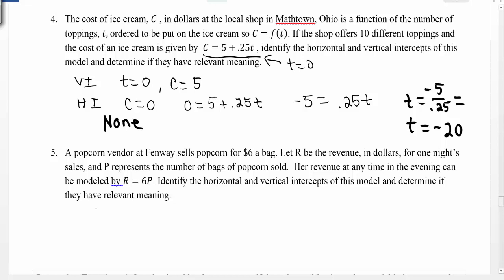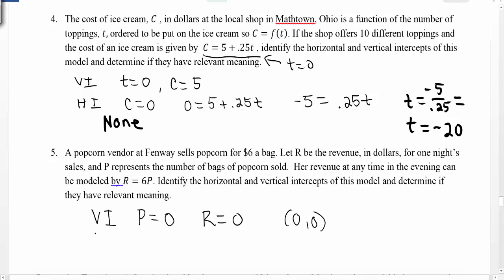So again, the vertical intercept is going to be when our independent variable equals 0. Here, my independent variable is P, which represents the number of popcorn bags. So if I let P equal 0, then R will also be equal to 0 because 6 times 0 is 0. What that means is if I sell 0 popcorn bags, my revenue will be $0. And that makes perfect sense in this context. So my vertical intercept, (0, 0), makes a lot of sense.